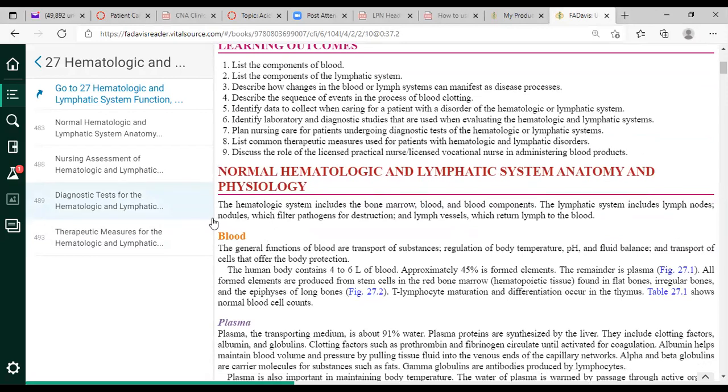Go ahead, Katrice, if you were going to read. I know you've been doing it. The hematologic system includes the bone marrow, blood, and blood components. The lymphatic system includes lymph nodes, nodules, which filter pathogens for destruction, and lymph vessels, which return lymph to blood. The general functions of blood are transport of substances, regulation of body temperature, pH and fluid balance, and transport of cells that offer the body protection.